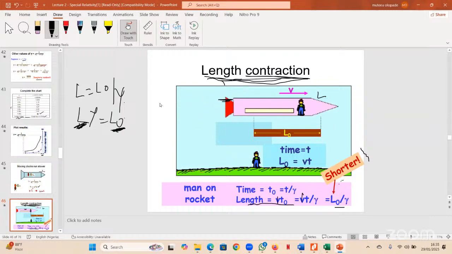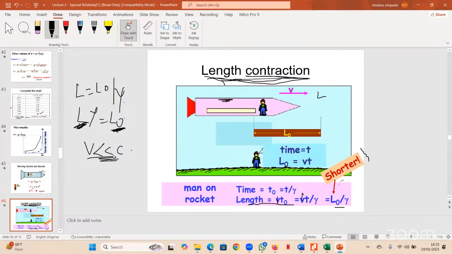but the motion is in, the V must be less than what? C. That's the condition. It must not be more. So with that, that is what is observed.